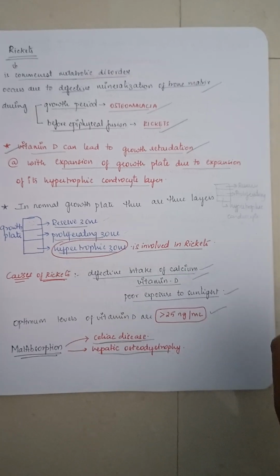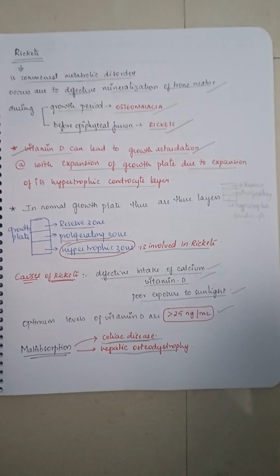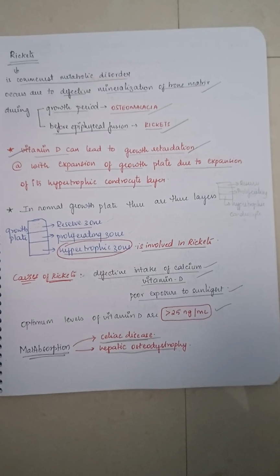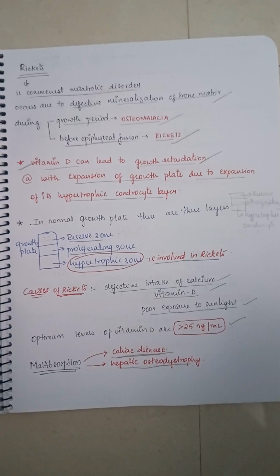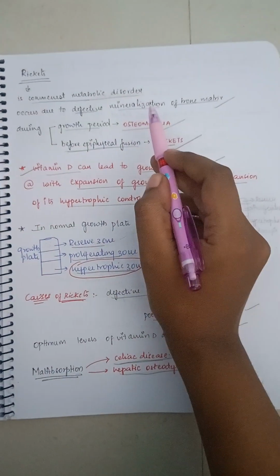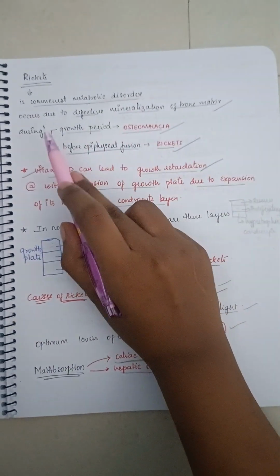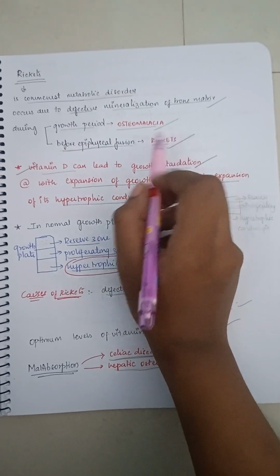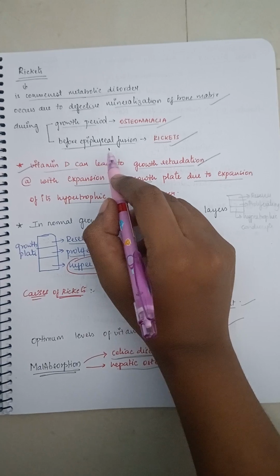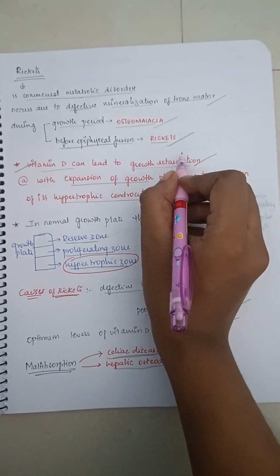Hi friends, today let us learn about an important topic named rickets. Rickets is one of the most common metabolic disorders. It occurs due to defective mineralization of the bone matrix. If it is seen after epiphyseal fusion, it is known as osteomalacia. But if it occurs before epiphyseal fusion, it is known as rickets.